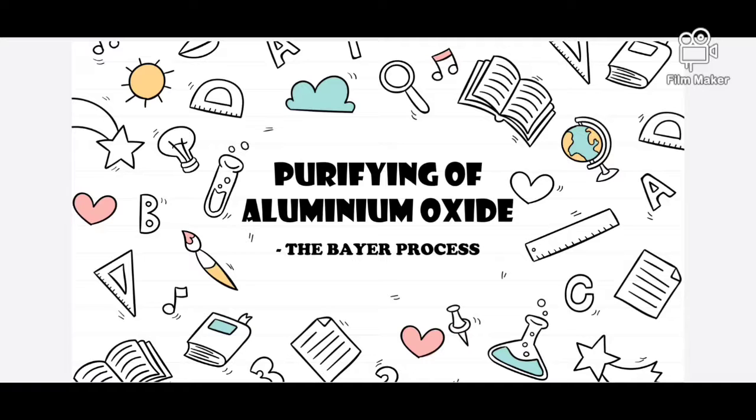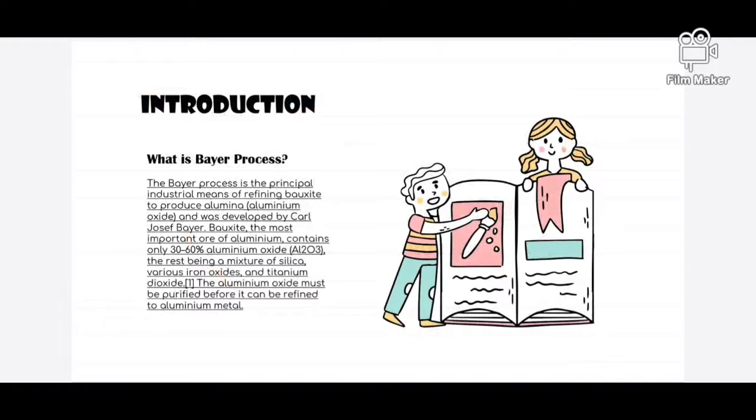My name is Nur Afika, and today I will explain about purifying of aluminium oxide through the Bayer process. What is the Bayer process? The Bayer process is the principal industrial means of refining bauxite to produce aluminium oxide and was developed by Carl Joseph Bayer. Bauxite, the most important ore of aluminium, contains only 30 to 60% aluminium oxide, the rest being a mixture of silica, various iron oxides, and titanium dioxide. The aluminium oxide must be purified before it can be refined to aluminium metal.